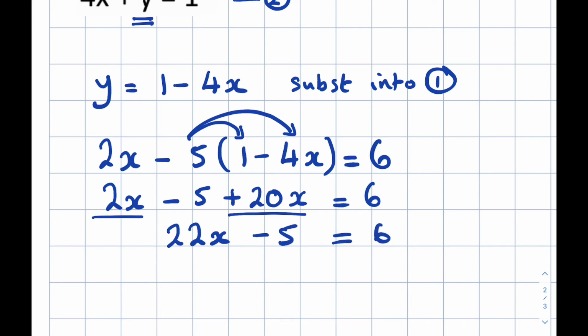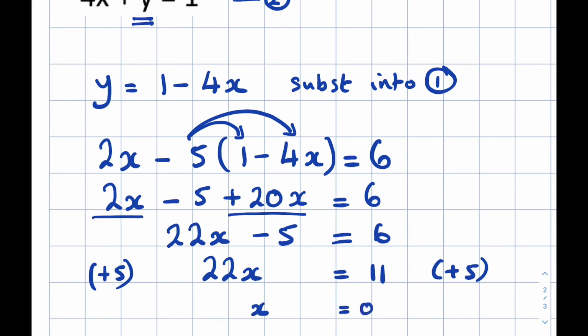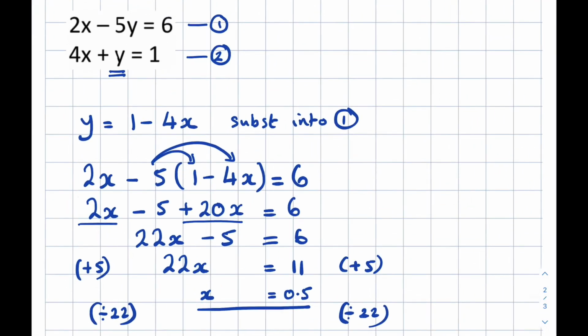We're still aiming to find the value of x. What we can do is add 5 to both sides. That will give 22x equals 11. If 22x is worth 11, then x must be worth a half, or you can write it down as 0.5. So that's because we have divided both sides by 22. Okay, so we have a value for x. Now we can substitute that value of x into one of the equations to find the value for y.